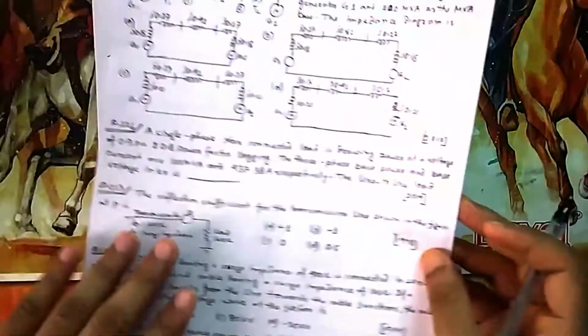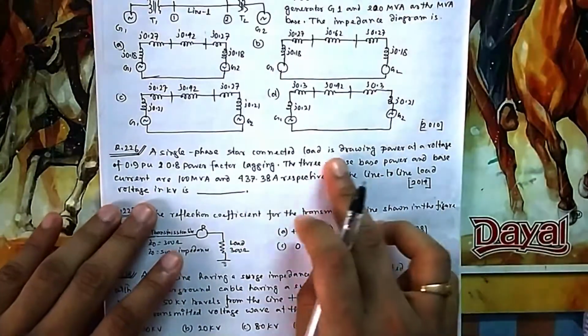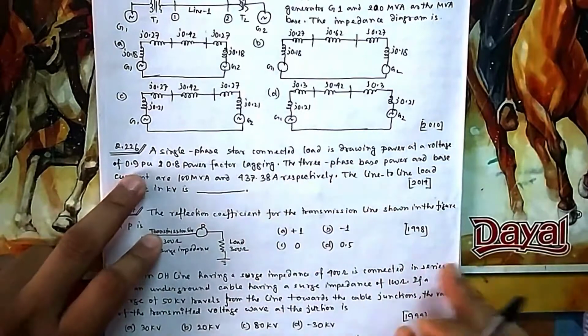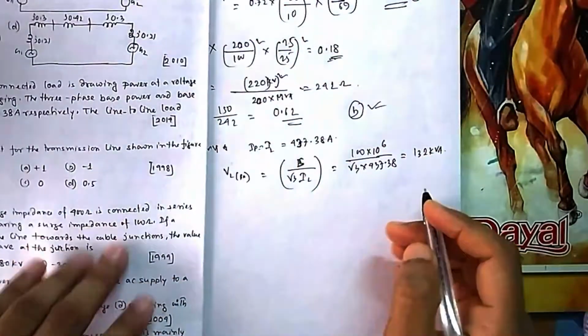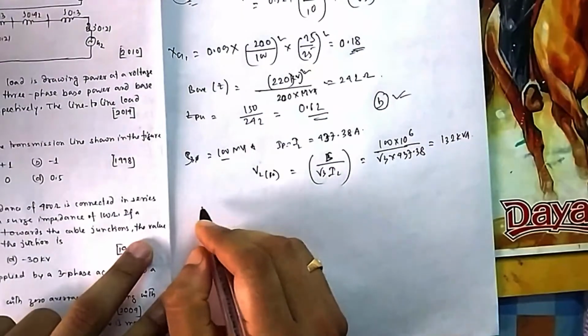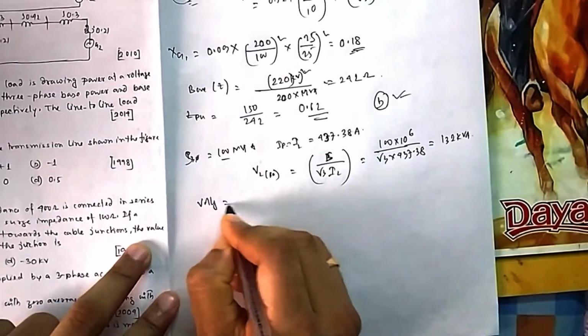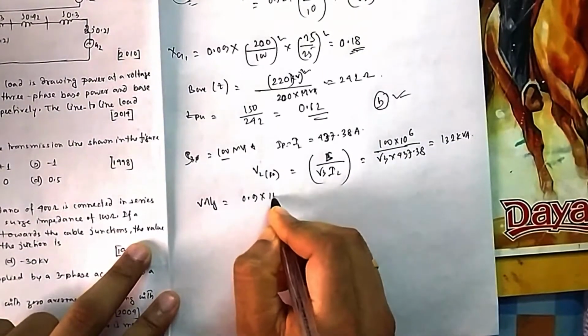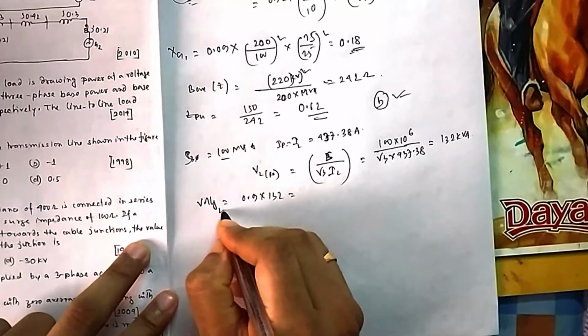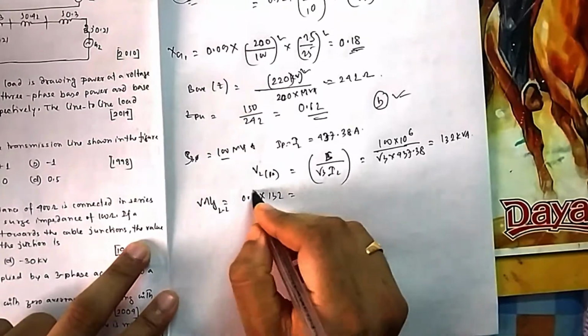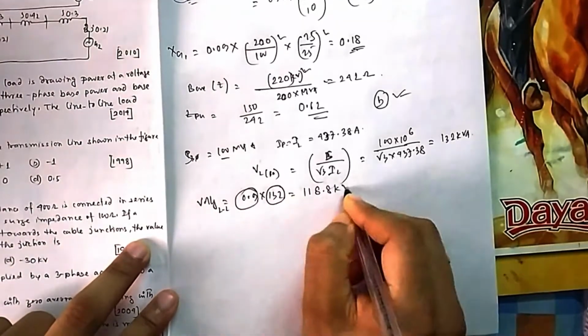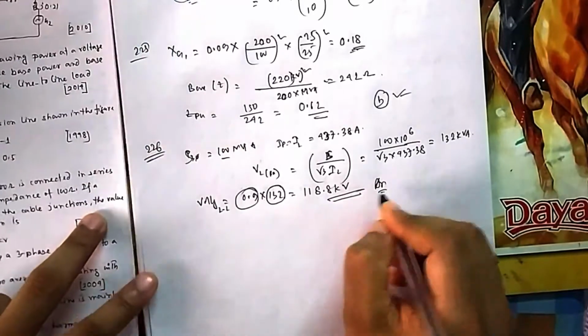Once you know the base value, they have given the drawing voltage of 0.9 per unit. So the voltage will be equal to 0.9 into its base value 132. That is the line to line voltage we are calculating, line to line per unit times line to line base. So the answer is 118.8 kV.